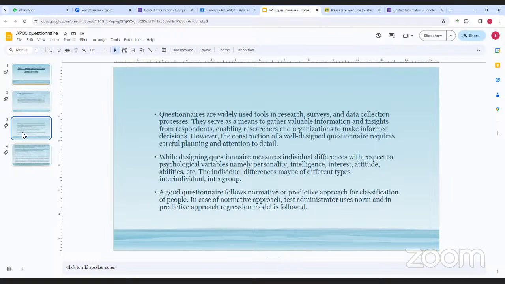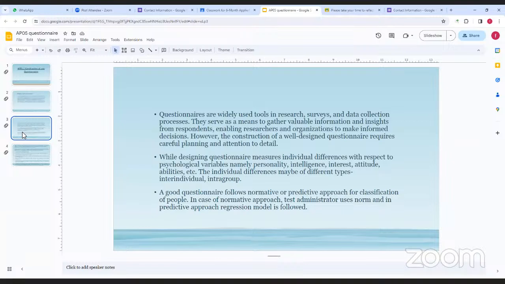A good questionnaire follows a normative or predictive approach for classification of people. In the normative approach, the test administrator uses the norm, and in the predictive approach, a regression model is followed. So two ways of classification are there. One is the normative approach, another is the predictive approach. Normative approach means based upon the norm, you can classify the individual's position.